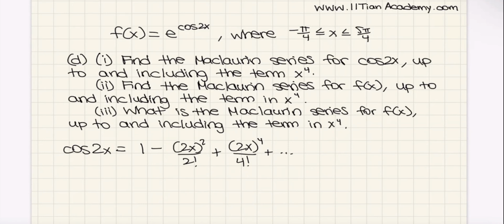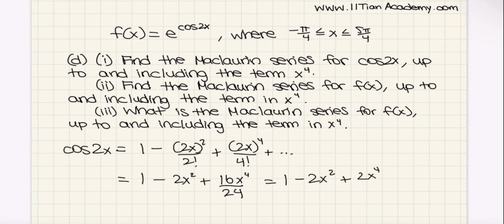Now I'm just going to simplify this and write it a bit more nicely. This becomes 1 minus 2x squared. And then over here we're going to get 2 to the power 4 x to the power 4, which is going to be 16x to the power 4. And then 4 factorial, that's just 4 times 3 times 2 times 1, which is 24. And so that's going to end up being the same as 2/3. So 1 minus 2x squared plus 2x to the power 4 over 3. And so that's all for the very first part of part D.